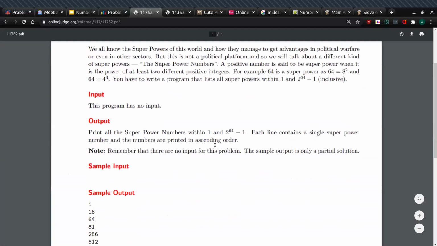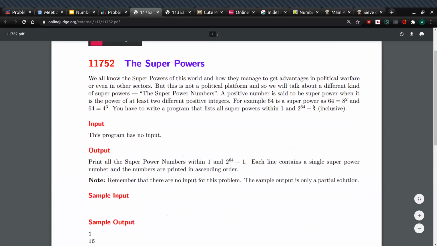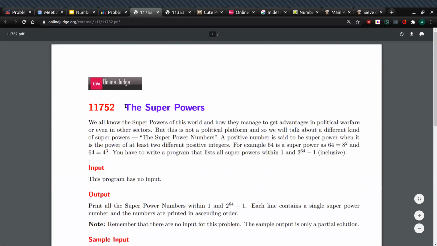So we have numbers. Yeah. So we all know the superpowers of this world and how they manage to get advantages in political warfare or even in other sectors. But this is not a political platform. So we'll talk about a different kind of superpower. A positive number is said to be superpower when it is a power of at least two different positive integers. For example, 64 is a superpower. So you have to list all superpowers.